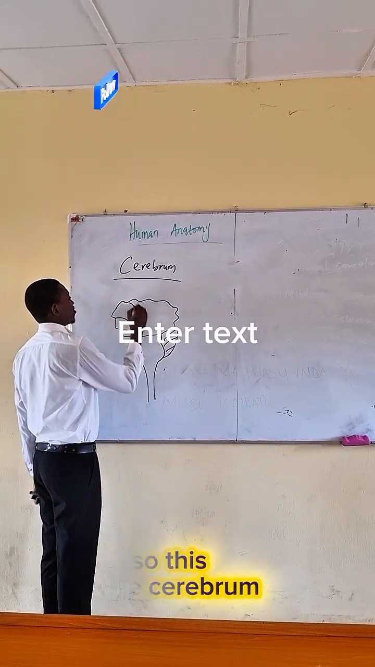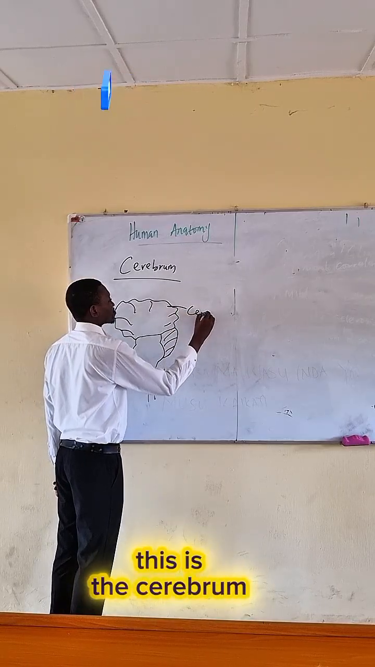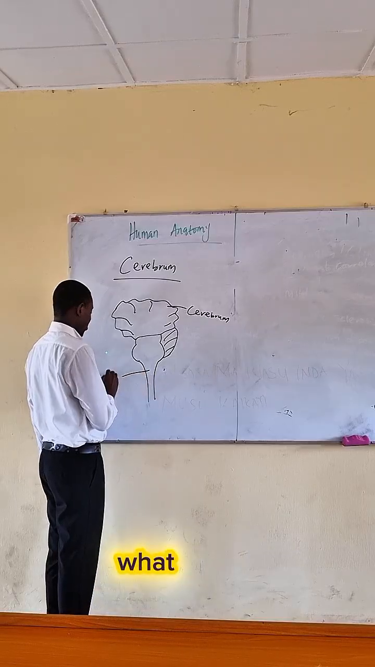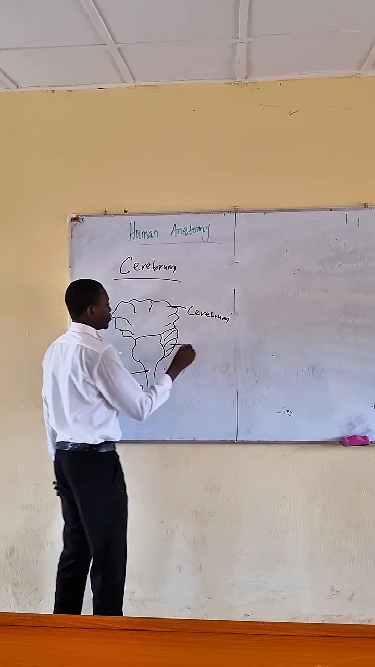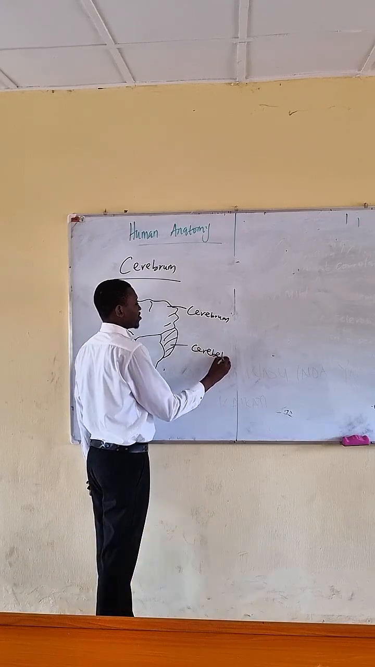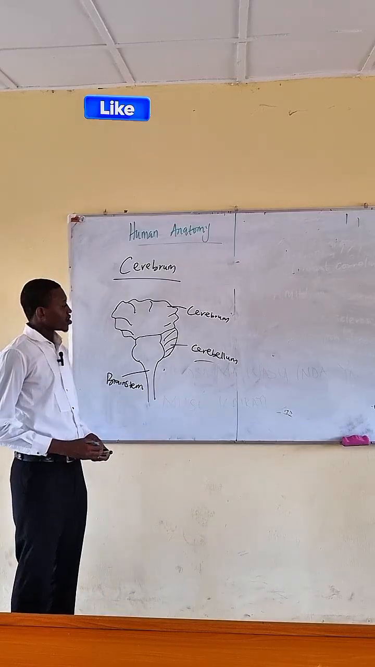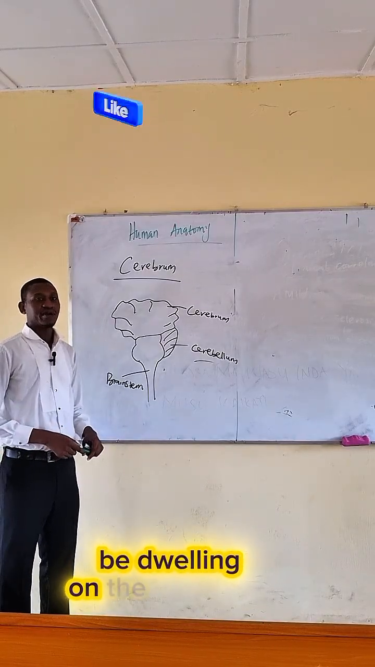So this is the cerebrum right here. Below the cerebrum, we have what we call the brainstem. Then posteriorly, we have the cerebellum. So the cerebrum and the cerebellum are two different structures. In my next class, I'll be talking about the cerebellum, but in today's class, we'll be dwelling on the cerebrum.